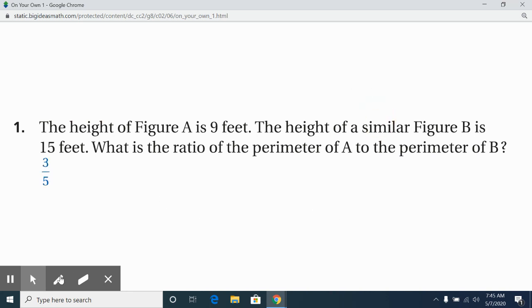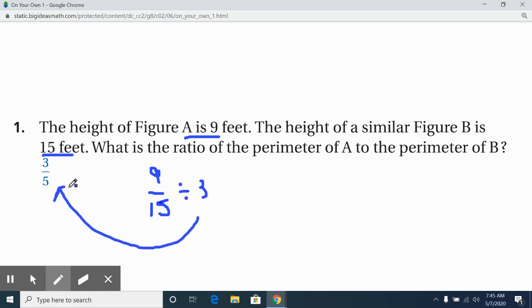All right, so again, it's asking us to go from figure A to figure B. So we're simply going 9 over 15. And again, both of these numbers are divisible by 3, right? So if we divide by 3, that's where we're getting this answer of 3/5. Okay, so perimeter is as simple as that.